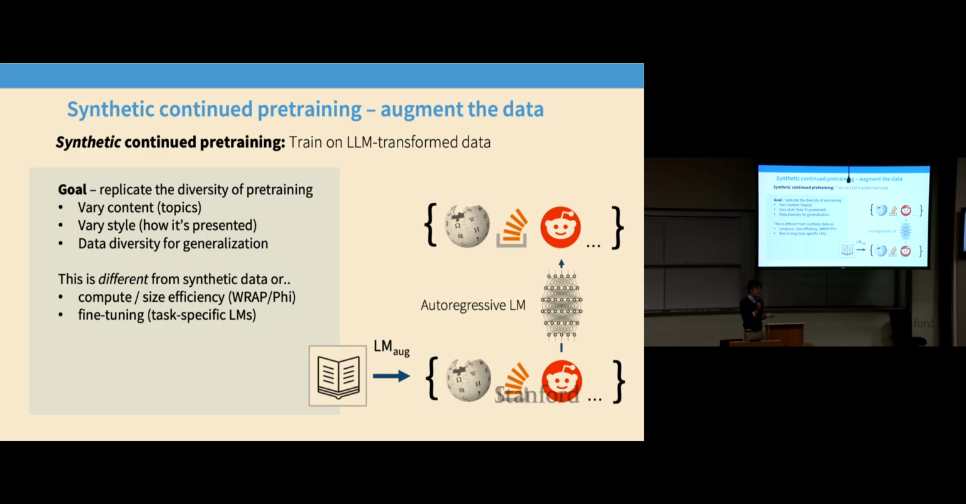And if you followed any kind of literature on synthetic data or model training, this is pretty different from, I think, how many other people have been taking an approach on synthetic data. Some people have been doing synthetic data for compute or size efficiency. If you're familiar with what Microsoft has done with the Phi models, that's exactly this. Others, including myself and my lab, have done fine-tuning work where we generate instruction tuning data using language models. So this is different from either of those.